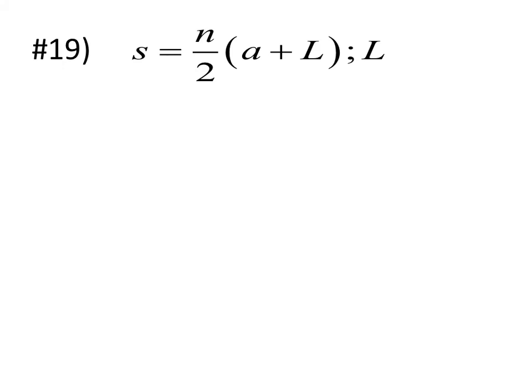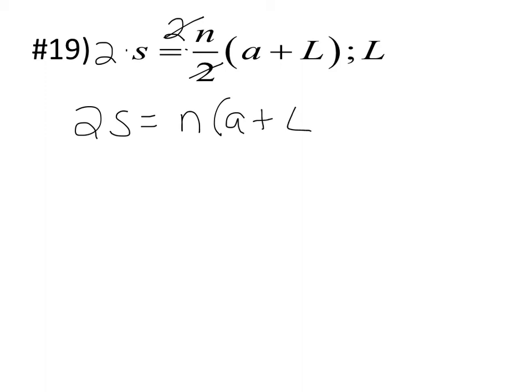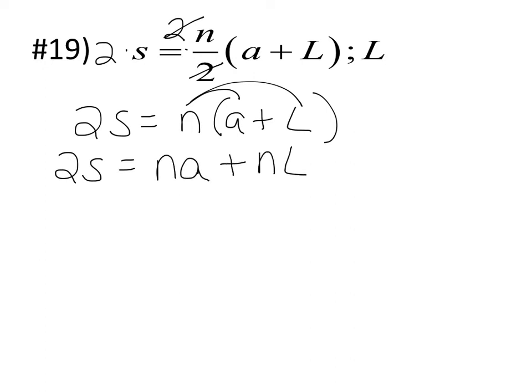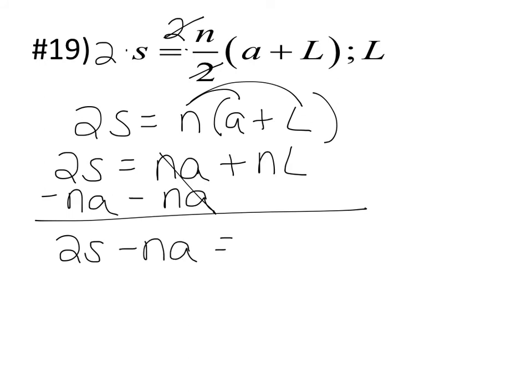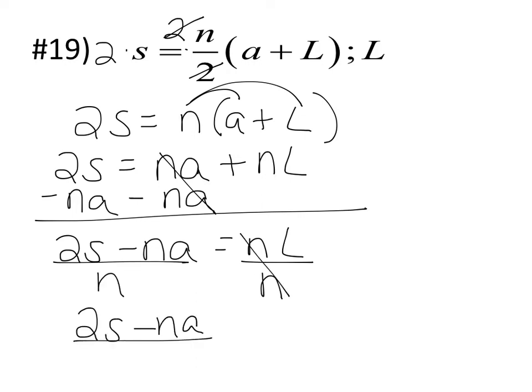Okay, here they want L. So you're going to multiply both sides by 2 to get rid of this fraction. Those 2s will cancel, leaving you 2s is equal to n times a plus L. Distribute the n, leaving you 2s equals na plus nL. Subtract na from both sides, leaving you 2s minus na is equal to nL. Divide both sides by n, and you get 2s minus na over n is equal to L.